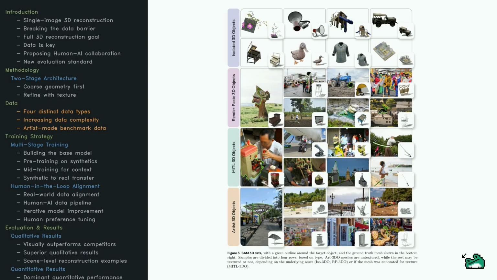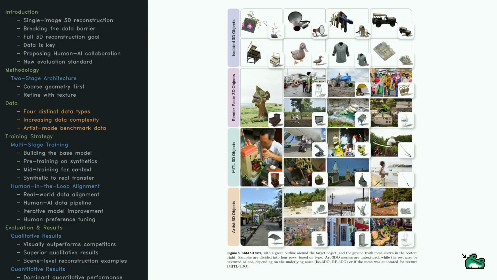This is their secret sauce. These are real objects in real messy photos. The 3D models for these were created using their clever human and AI in-the-loop system. This is the data that really teaches the model to handle the chaos of the real world: weird angles, partial visibility, and complex lighting. Finally, you have the final exam, Artist 3D objects.